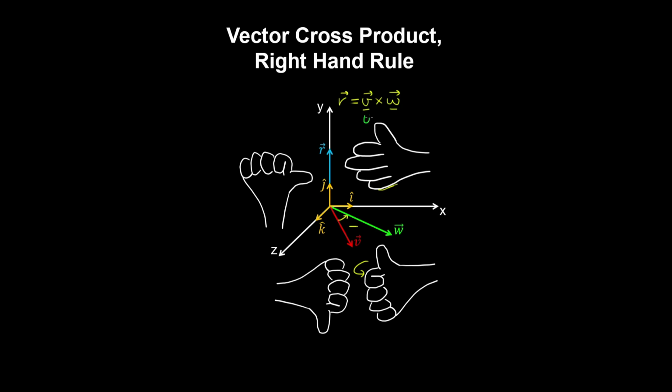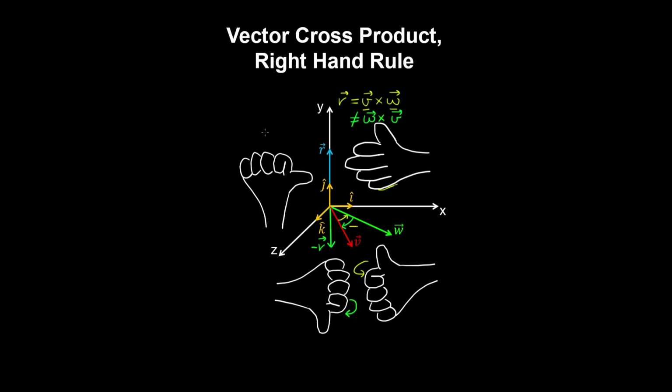Now in contrast, if you want to cross w with v, you would curl your fingers from the first vector w to the second vector v, which is shown over here. So therefore in this case the resulting vector r points downwards. So therefore the cross product is not commutative.